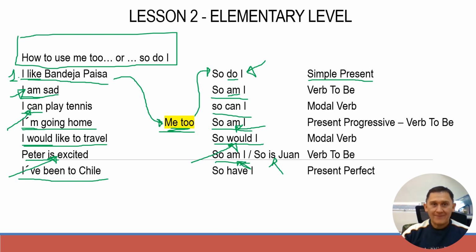And we have the last one. "I've been to Chile." You can say either "me too" or "so have I." Why are we using have? Because have is the auxiliary for present perfect. So it is the way that you have to learn in order to use "me too" or "so do I."